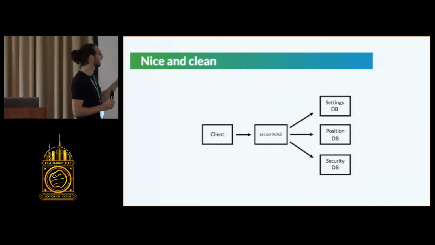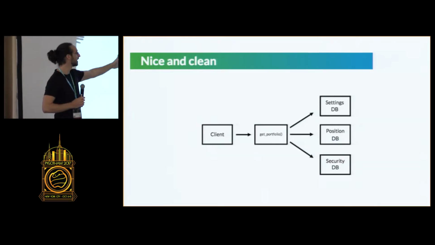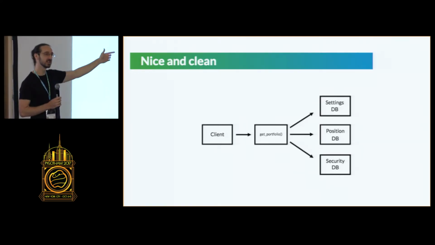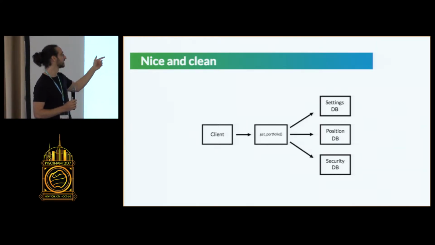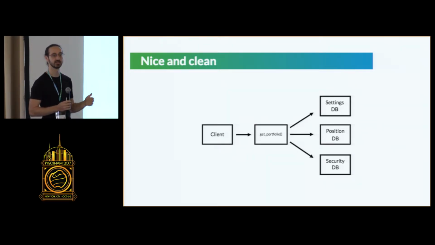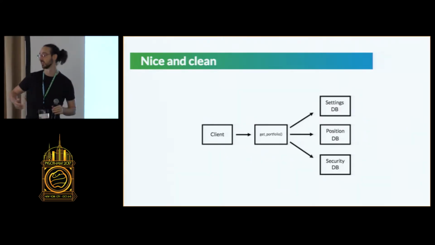You might end up with a block diagram like this. You have some client that calls your method, which reaches out to your settings database to get the time zone or the currency, reaches into the position database to figure out how many Bitcoins someone has, and then reaches the security database to figure out the exchange rate of Bitcoins in that currency. Very simple, everyone's happy, you pat yourselves on the back for making such a clean design.